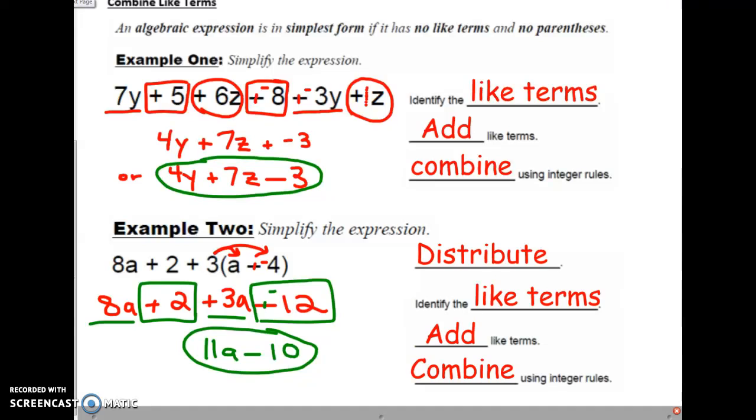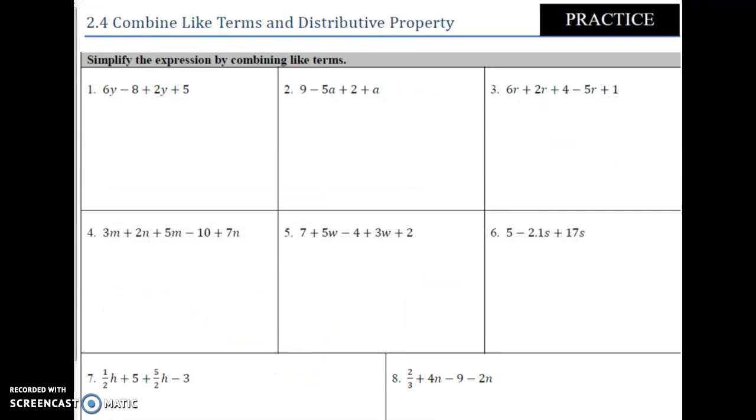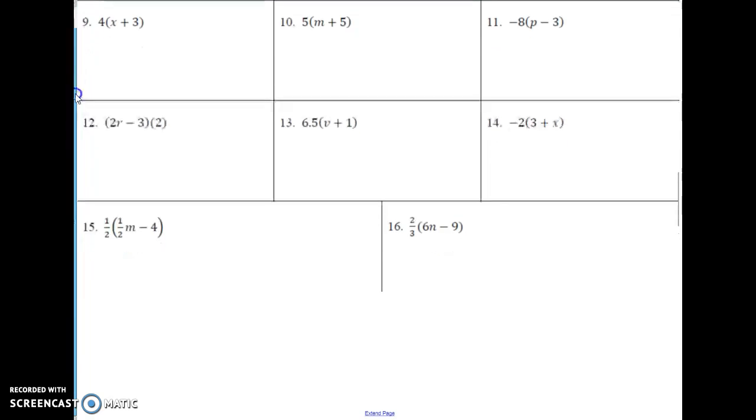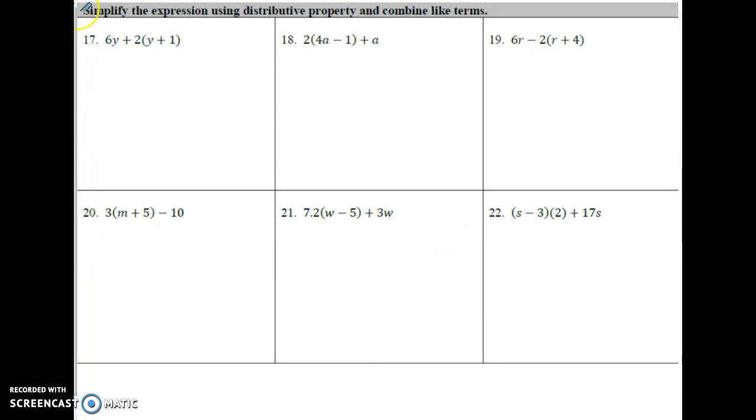So now what you need to do is tape this into your notebook neatly so that it is complete. And then what you're going to begin is this practice sheet where you're going to practice combining like terms. You're also going to practice distributive property. And then check in with me for a way to check your answers when you're finished.